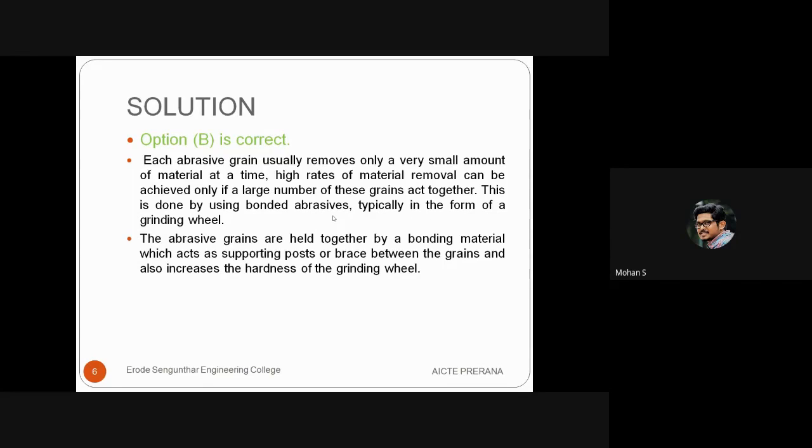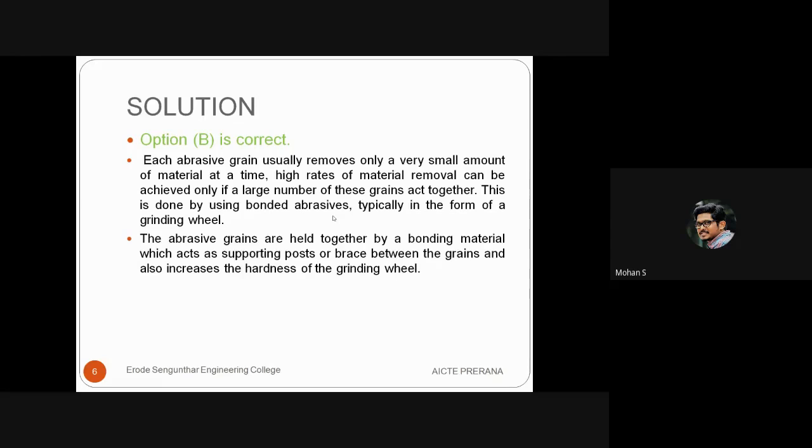Then what they are saying is high rates of material removal can be achieved only if a large number of grains act together. It is to be noted that a large amount of grains has to come in contact with the material. That is the second point. This is done by using bonded adhesives. Adhesives is nothing but the ability to bind the material together. Here we are using abrasive grains, so these abrasive grains have to be bound together. Only then will it produce a better output.